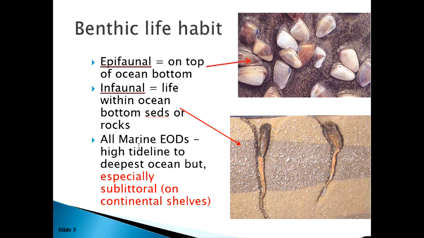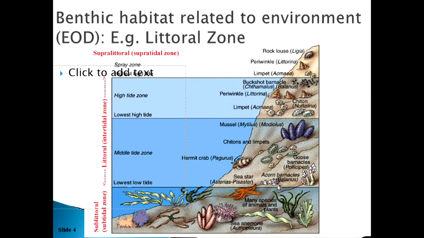There are animals on the bottom or in the bottom, but as I put in red here, they are especially abundant in what we're going to call the sublittoral environment or sublittoral address. And that's basically on the continental shelf. So let's divide up the world first into a few places.